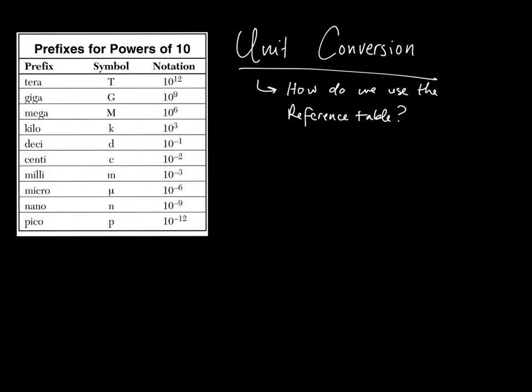Alright, just as promised, I'm starting this video on unit conversion. How do we use the reference table to convert units in the metric system? Some of you might have learned the phrase, I don't know, King Henry died drinking chocolate milk. Is that accurate? I don't know. I never used it. There are some other phrases too, but I had to learn how to use this reference table.